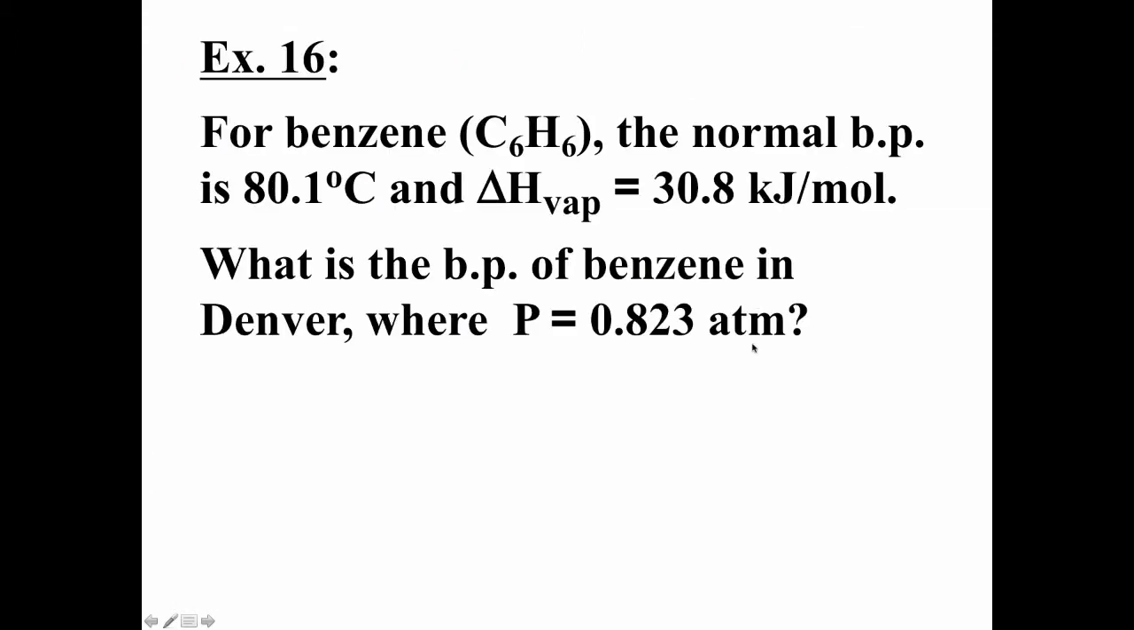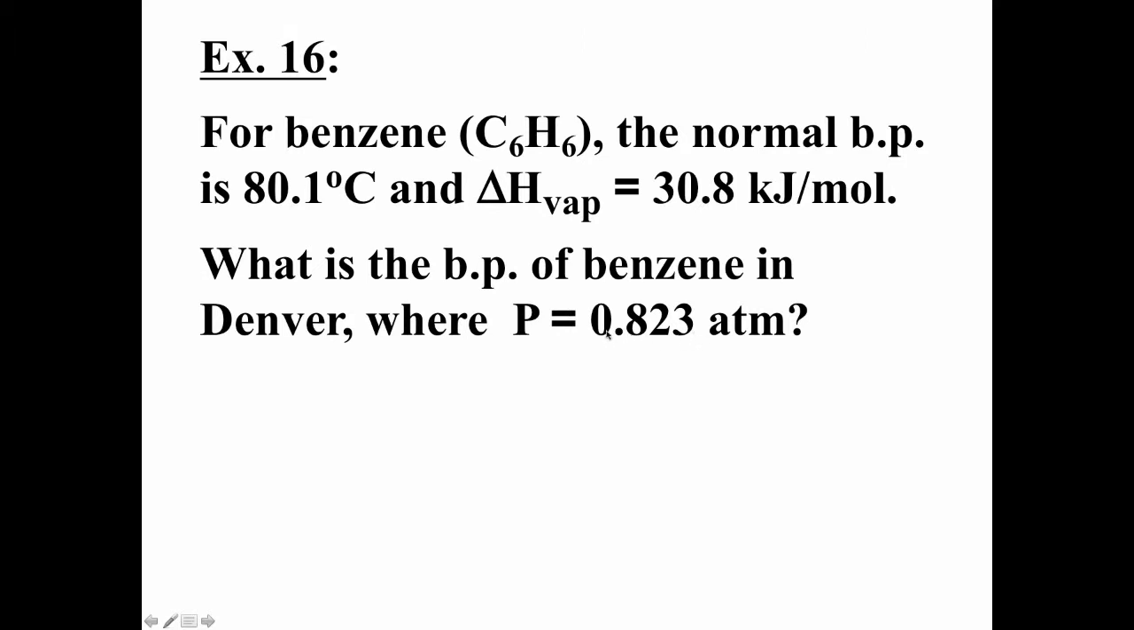We can also use it to answer questions like this. So example 16 is that for benzene, which is C6H6, its normal boiling point is 80.1 degrees Celsius, and its ΔH of vaporization is 30.8 kilojoules per mole. And the question is, what's the temperature at which benzene boils? What's its boiling point in Denver, where the atmospheric pressure is a fair bit lower than at sea level? It's 0.823 atmospheres.